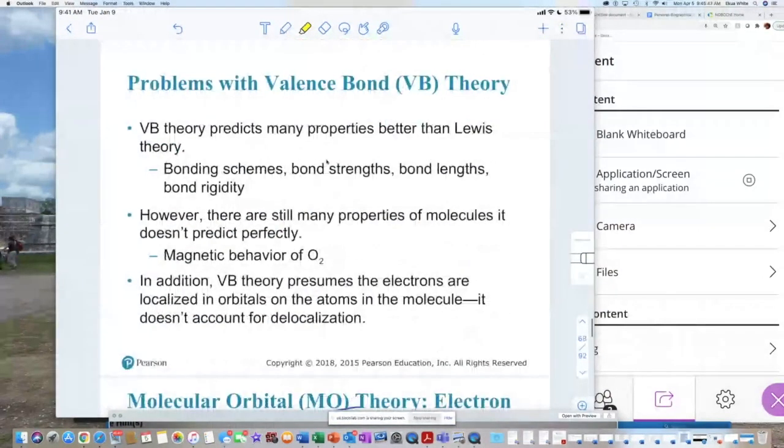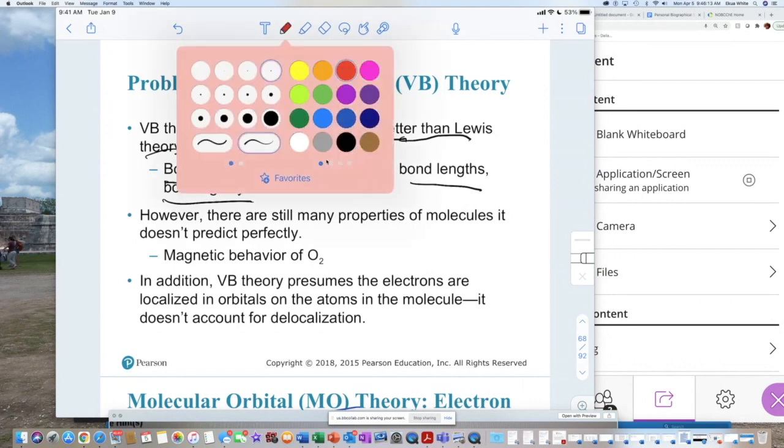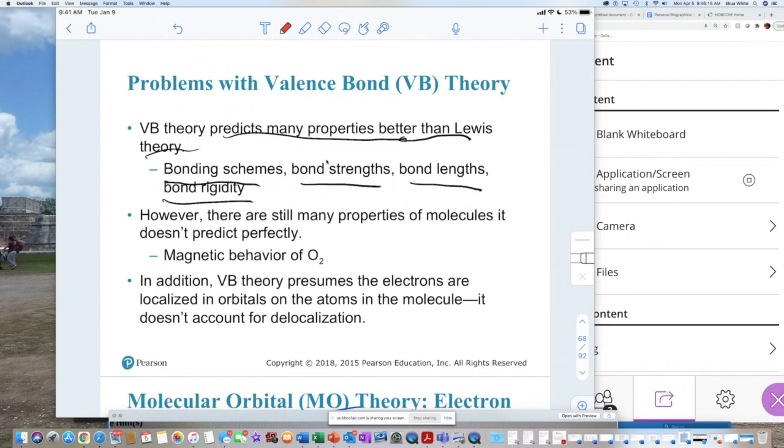Okay, now that we're done with this, we'll move over to the issues with the valence bond theory. The valence bond theory was good because it was able to predict many properties better than the Lewis theory. Valence bond theory was able to give us bonding schemes, bond strength, bond length, and bond rigidity. We didn't get this information by looking at Lewis's theory of bonding, right?